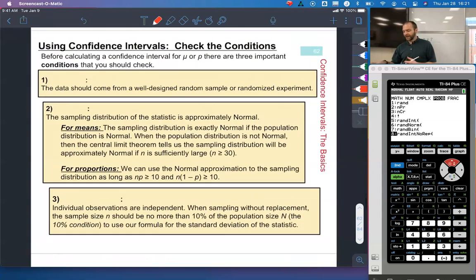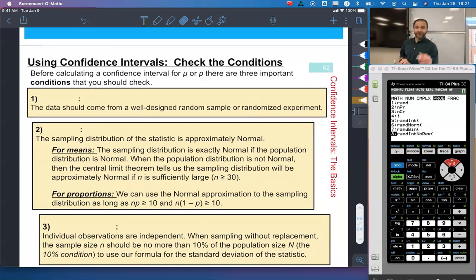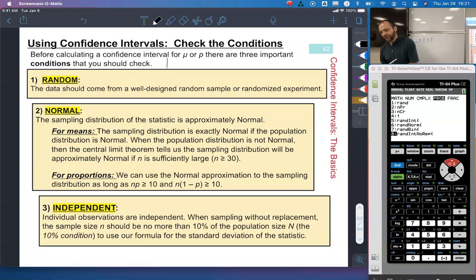And let's go on to our conditions, the last part. I had actually addressed these in the first part of the video. Random, normal, independent. Those are our conditions. When we are doing a state, plan, do, conclude, just so you can know, these are in your plan step. Random. It must be random in order for us to perform inference. So either a random sample or a randomized experiment.